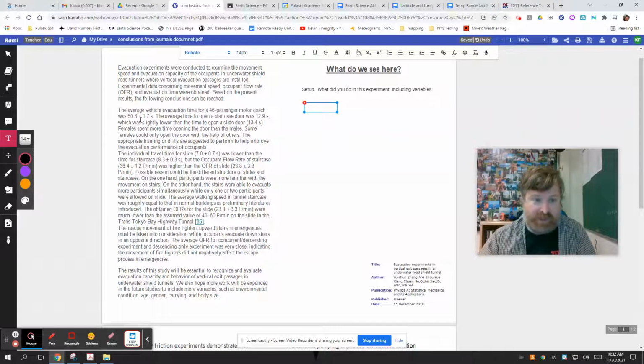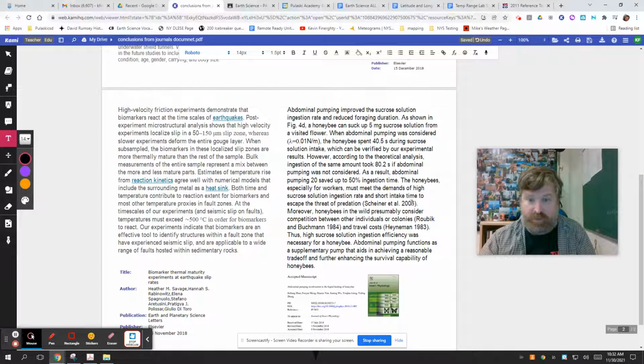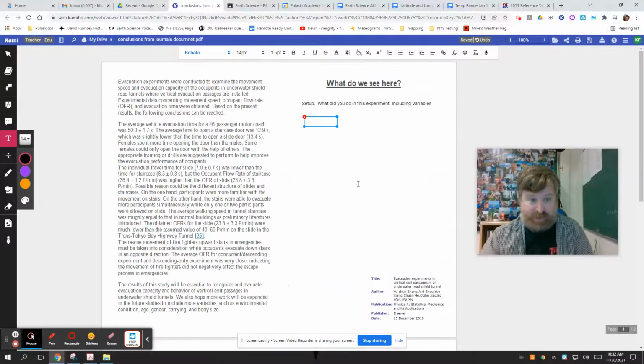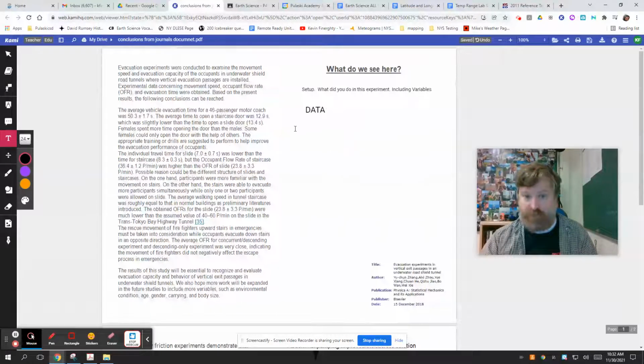Second part, what do you notice in all three? I see numbers, numbers, numbers. You must include data. No data, incomplete right off the bat. I'm not even going to pretend that's not a thing.